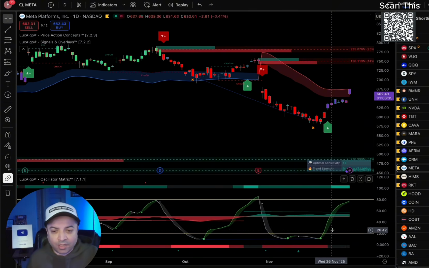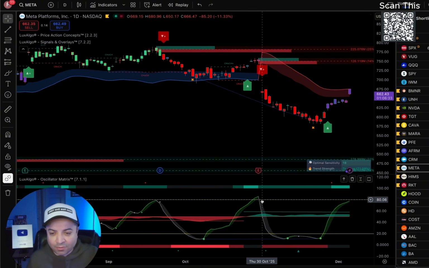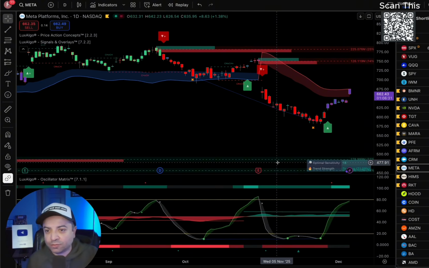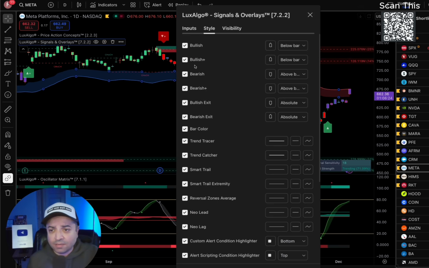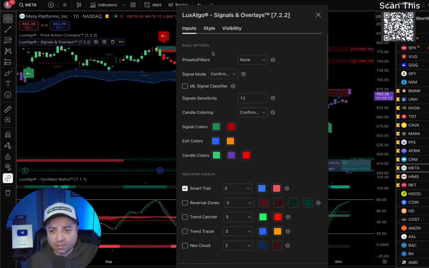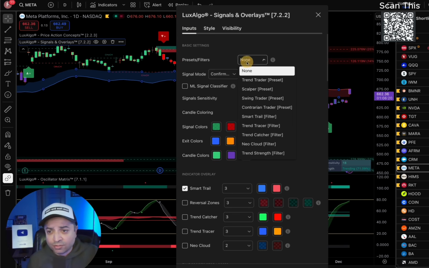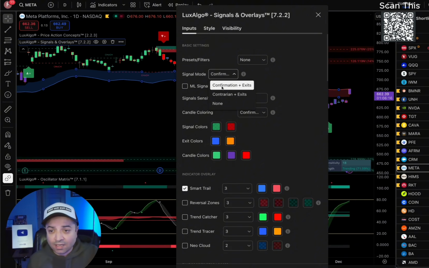I'm very visual, so I want to make sure that I'm clearly able to see this without having to strain my eyes too much. Then the other thing is for signals and overlays. I'm going to go into settings. Some of this stuff gets automatically added. So for filters and presets, I do none. Signal mode, I have the confirmation and exits whenever I'm using that.